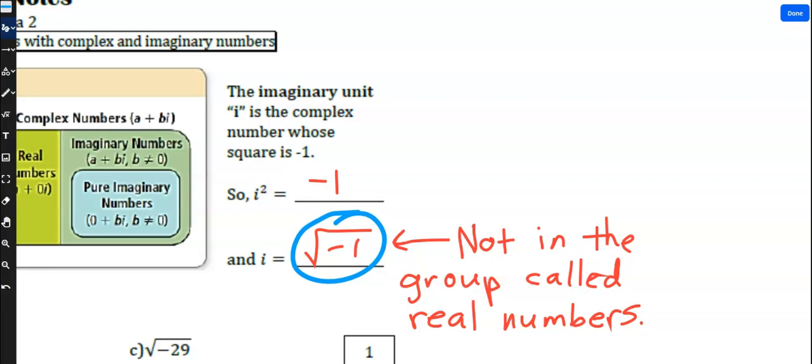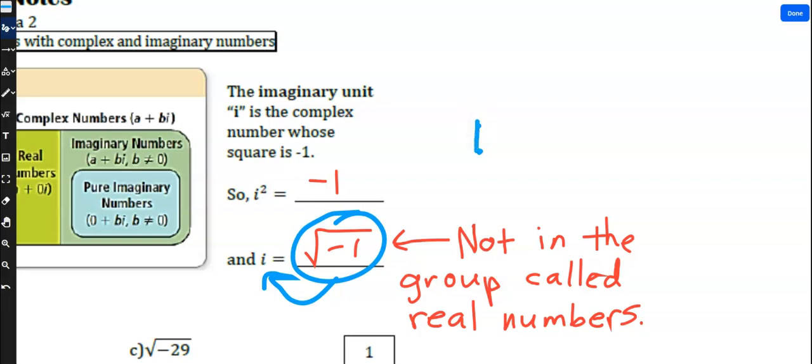That's not a real number. You cannot find two numbers that multiply together to give you -1. So we represent it with the letter i. So this creates a group of numbers that are separate from the real numbers that have an unfortunate name called the imaginary numbers. So all the kids are like, well, if they're imaginary, why do we have to deal with them?